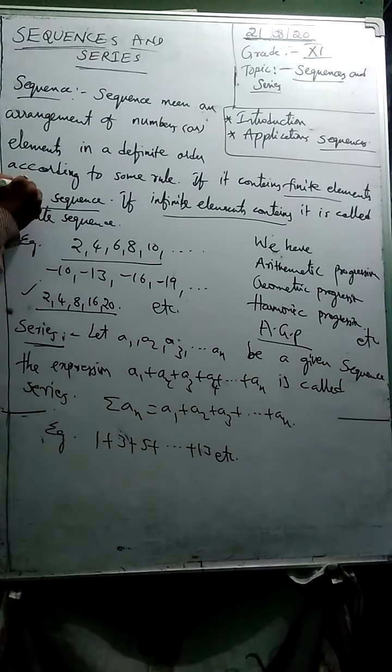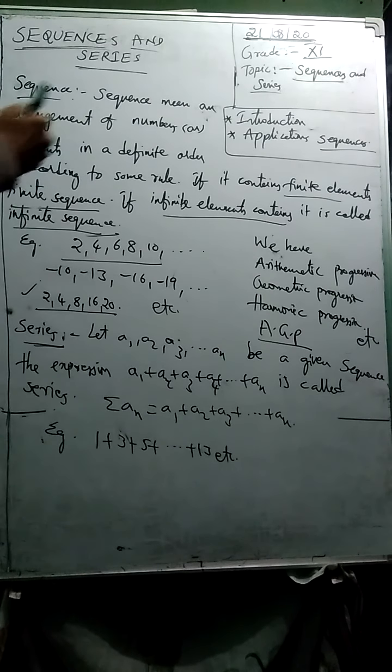If it contains a finite number of elements, it is called a finite sequence. The numbers are countable. But if it has infinite elements, it is an infinite sequence. So simply we can define a sequence as an arrangement of either numbers, which may be constants, or elements, which may be variables. Whatever the matter, if it follows some rule, that is called a sequence.